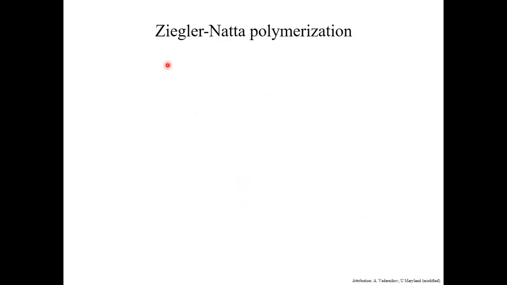So a very important application is the Ziegler-Natta polymerization. So the Ziegler-Natta polymerization is widely used in order to make polyethylene and other polymers. So in this case, we have a zirconium catalyst, which is in chemical equilibrium with its pre-catalyst. So statistically, the pre-catalyst is actually a stable molecule. You can lose this chloro group in order to make this species here.